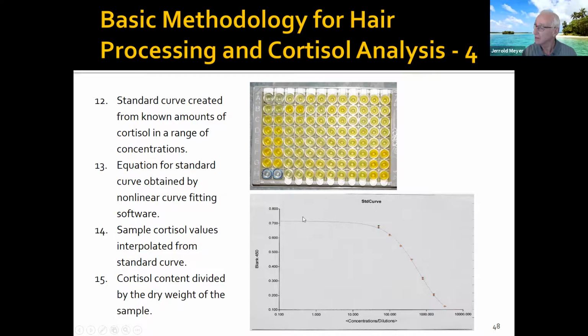So, and then your unknowns, all of these would be unknowns. Your unknowns are interpolated from the standard curve. So if an unknown's over here, this amount of absorbance, the computer calculates where that fits on the standard curve and spits out a cortisol value. Then we use that cortisol value along with the amount of hair or nail that we analyzed. That's the last step here, to determine the final value.